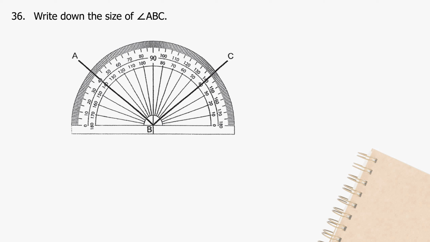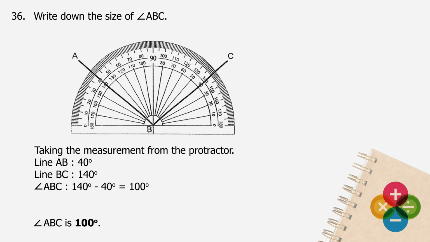Question 36. Write down the size of angle A, B, C. Taking the measurement reading from the protractor. Line AB shows the measurement reading at 40 degrees. Line BC shows the measurement reading at 140 degrees. Angle ABC will be, subtract 140 degrees from 40 degrees, and the difference is 100 degrees. Angle ABC is 100 degrees.